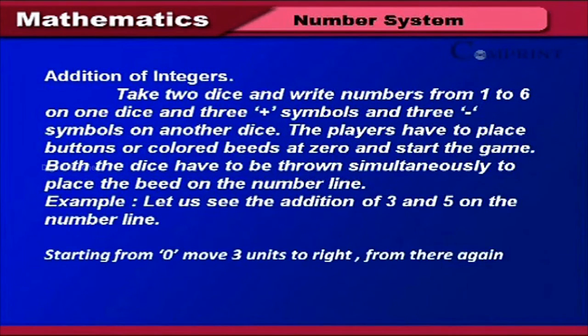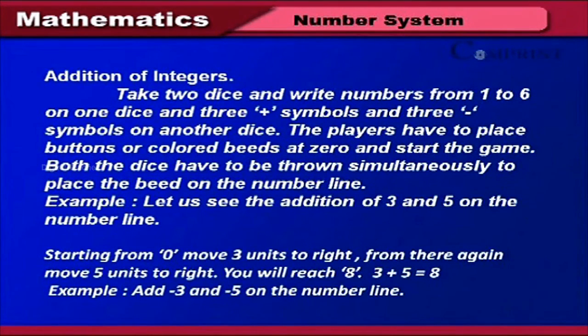Take 2 dice and write numbers from 1 to 6 on one dice, and 3 plus symbols and 3 minus symbols on another dice. The players have to place buttons or colored beads at 0 and start the game. Both the dice have to be thrown simultaneously to place the bead on the number line.